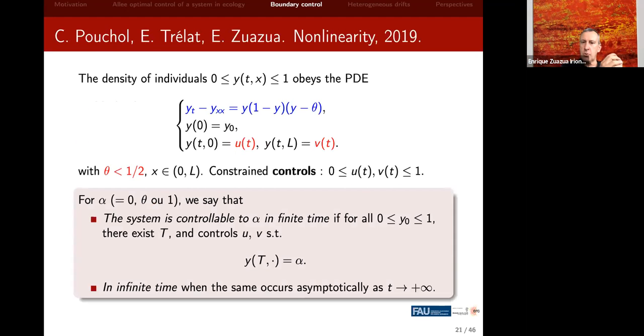This corresponds to this other situation that we analyzed in a second paper in collaboration with Pujol and Trela, published last year in the journal Nonlinearity, in which the control is being applied through the boundary. This is another scenario. In this case now, theta is fixed. You cannot touch the Allee threshold. You are just regulating the value of the population on the boundary.